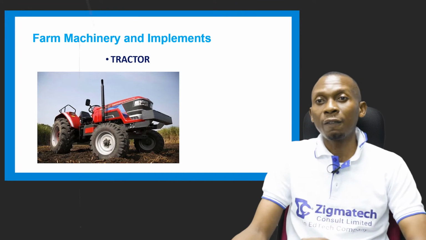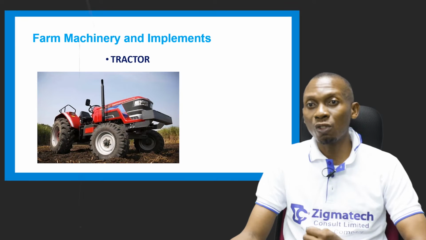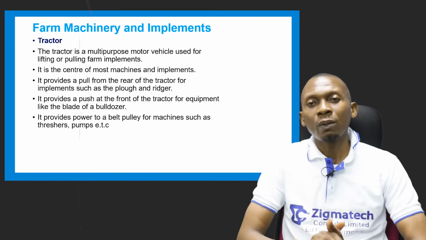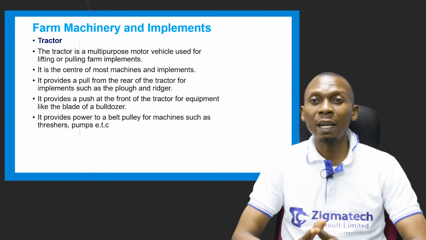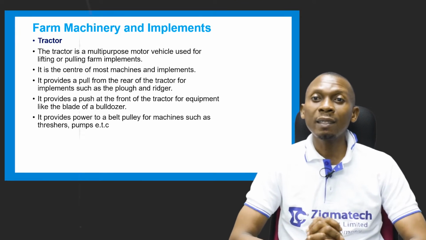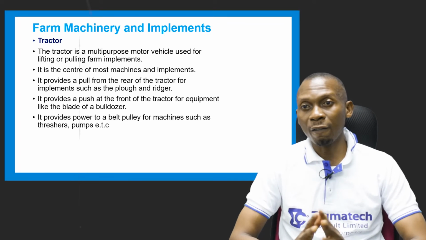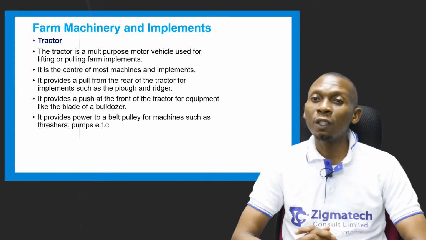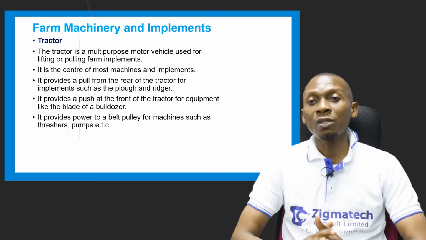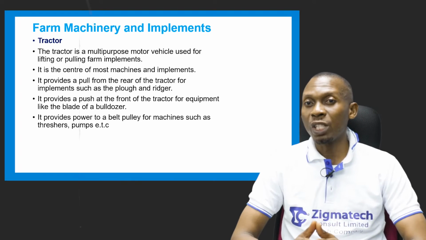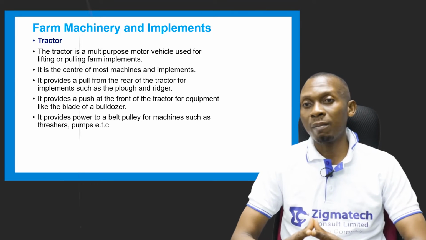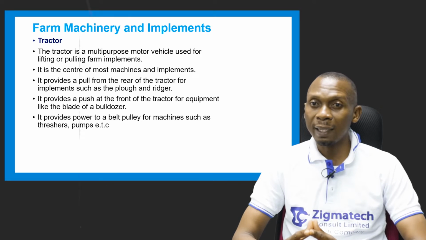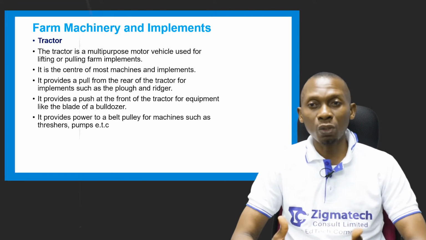Okay, so we're going to look at different farm machineries and implements, and we'll start with the tractor. Let's look at what the tractor is. The tractor is a multi-purpose motor vehicle which is used for lifting and pulling farm implements. And it is the center of most machines and implements owned by a farmer. Now, it provides a pull for the rear of the tractor for implements such as the plow and the ridger. So the plow and the ridgers are attached to the rear of a tractor. So the tractor helps to provide a pull for such implements that are attached to the rear at the 3-point linkage. Now the tractor also provides a push.